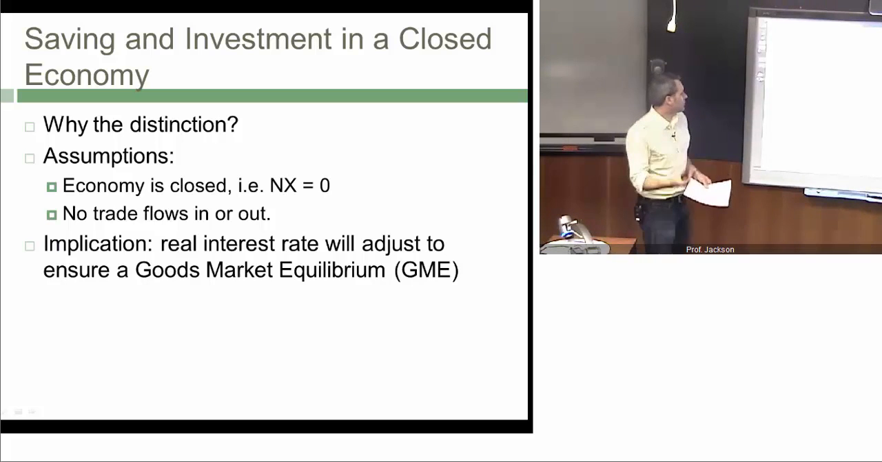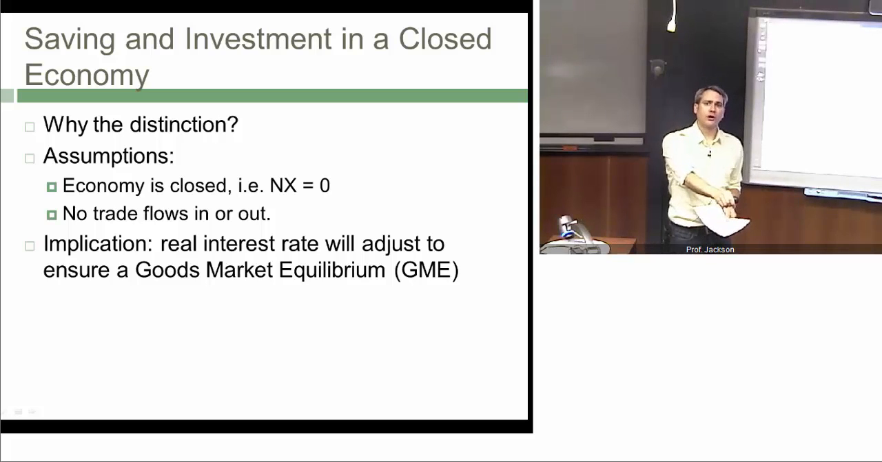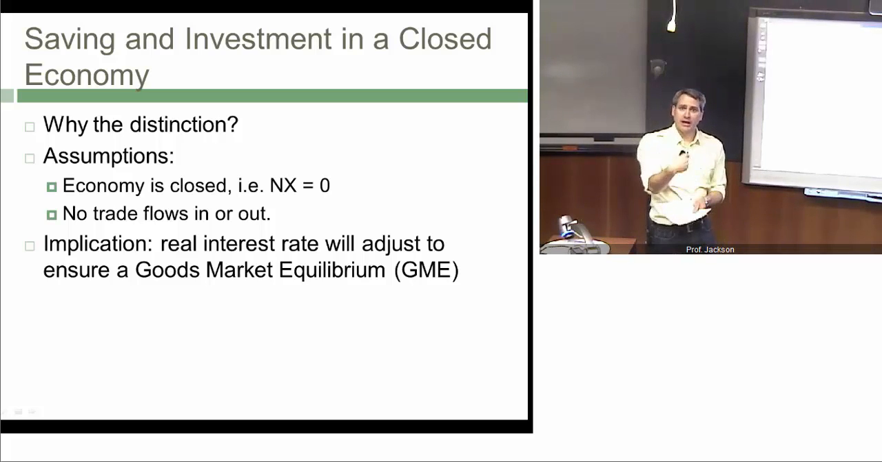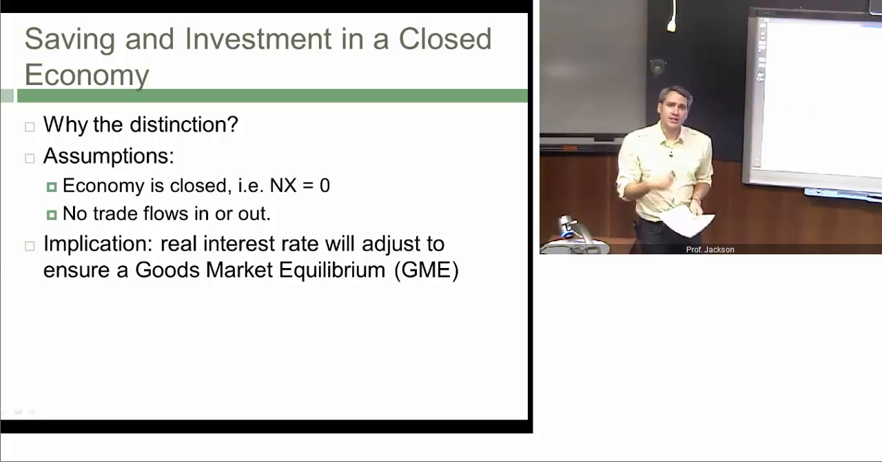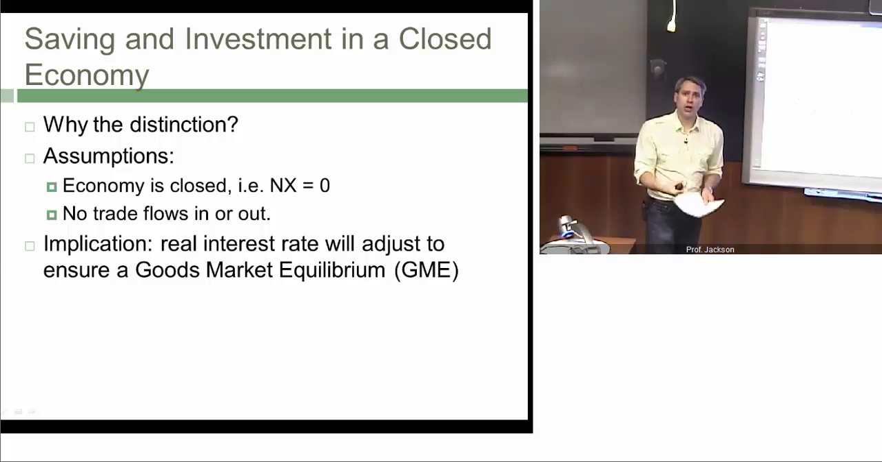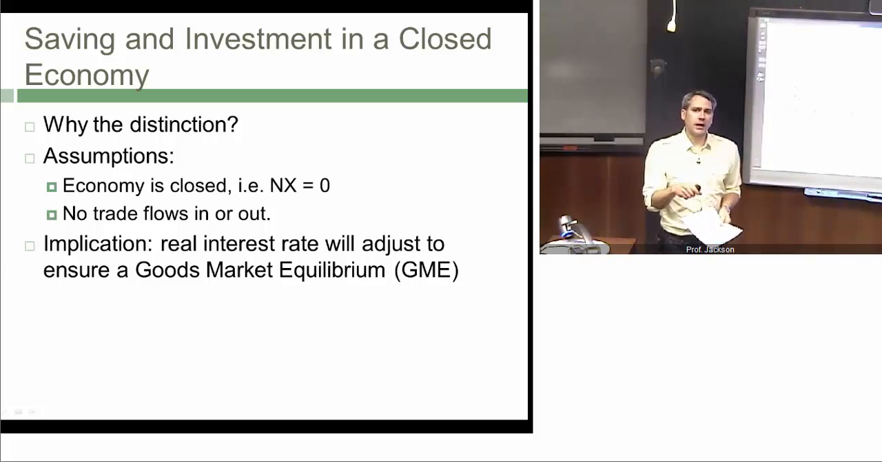What we'll see with this simple framework is that a goods market equilibrium, which we'll talk about in a moment, implies that real interest rates are going to adjust in order to ensure a goods market equilibrium. Now, what we mean by a goods market equilibrium, and I'll talk about this over and over again, is that the amount of output produced is exactly what people in the economy want to buy. And by people, we're really talking about the institutions of households, firms, and government.